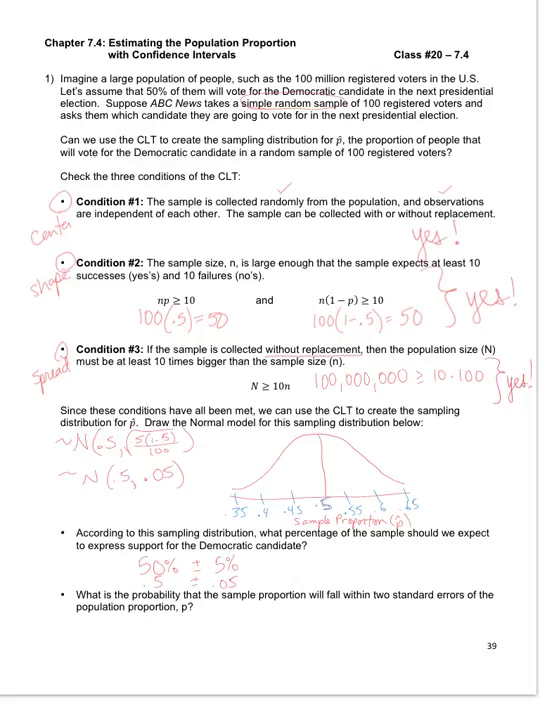And then the last question here, what's the probability that the sample proportion will fall within 2 standard errors of the population proportion p? So within 2 standard errors, so from here to here, remember your empirical rule, that should be about 95%. So based on the empirical rule, which applies to normal distributions, that should be around 95% of your samples.